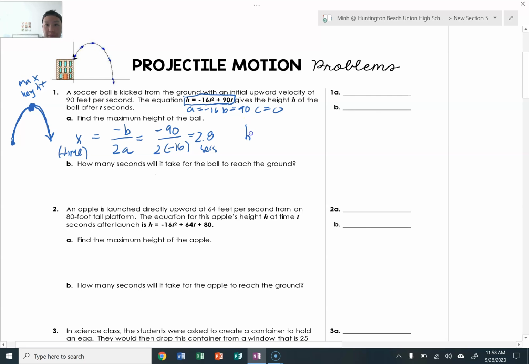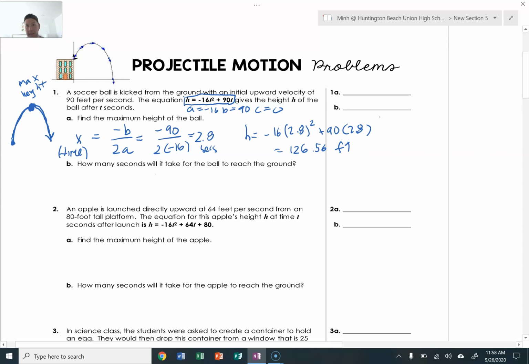So height is equal to negative 16 times 2.8 squared plus 90 times 2.8, and if you put that into your calculator, you should get around 126.56. This one is in feet.